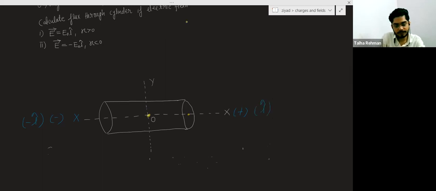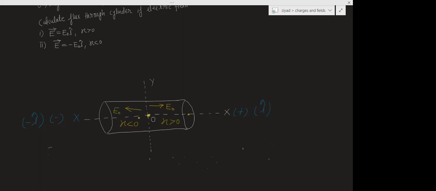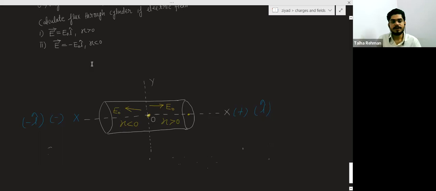Like this. If you can draw, here in this direction the electric field is E naught, because it is given for x greater than 0, and this is the area. Here is x greater than 0 and here is x less than 0, because you are moving to the left of the origin, and here the electric field will be in this direction, having the magnitude E naught. You cannot say this is minus E naught, because minus i cap is the direction of the electric field, not the magnitude.